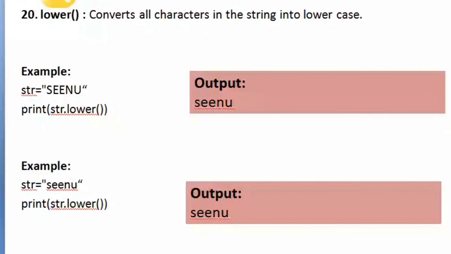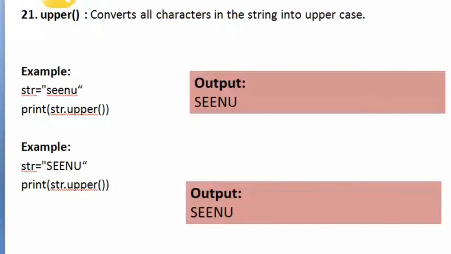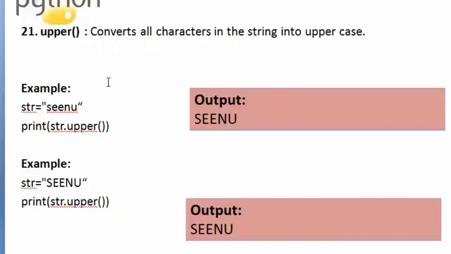Now the next method is upper. You have also seen isupper. Isupper will return a Boolean, true or false. Upper will just convert the string into uppercase. So here it is converting it. Are these two examples clear? Yes, ma'am.